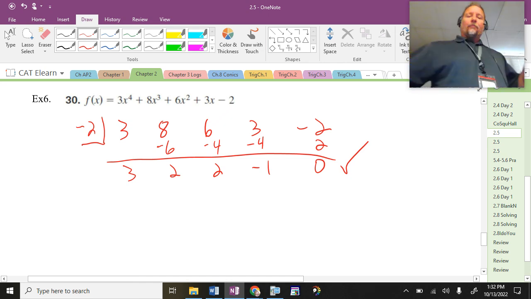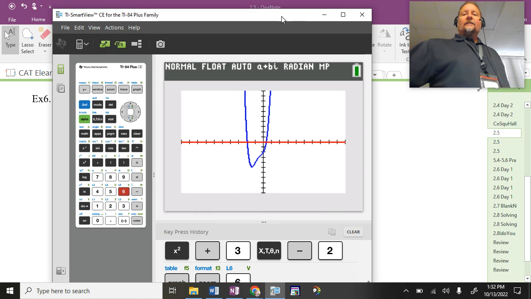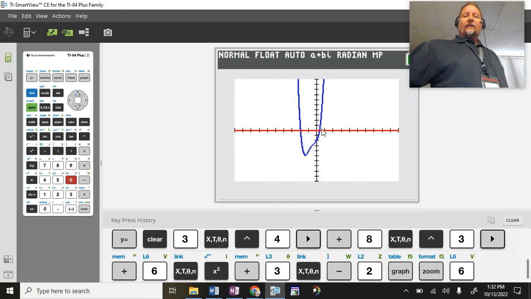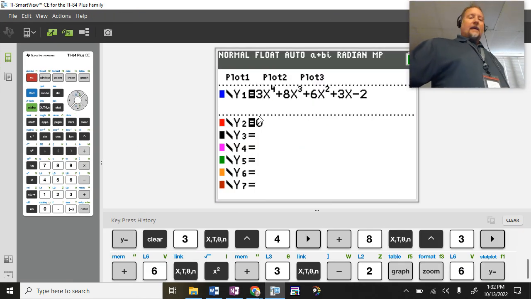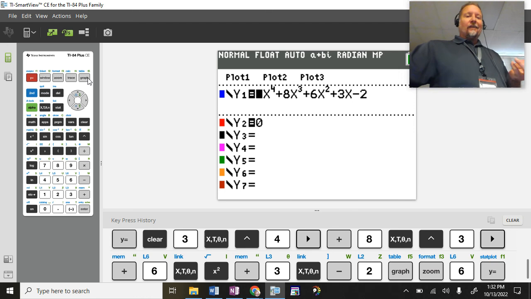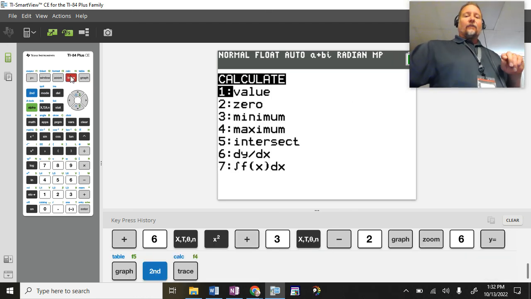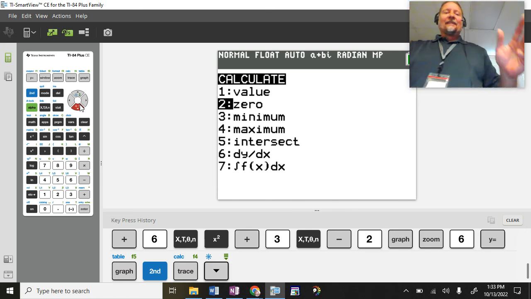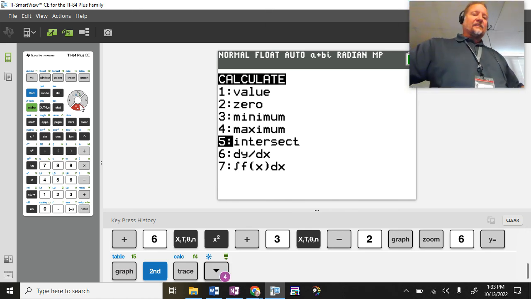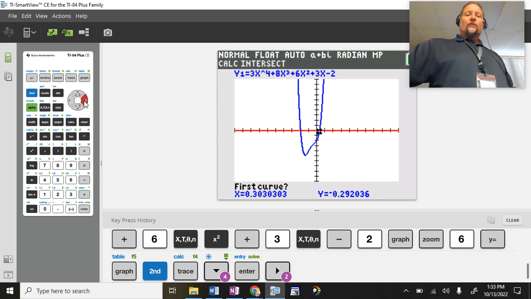So I know, and then I'll prove this is 1/3. Sorry, I said I was going to do this, and then I didn't. I did something different. I don't think I did this yesterday. I added a y equals 0, because that creates a horizontal line, and now I can go to my second calculate, and instead of doing zero, which uses a left bound, right bound, I can do an intersection now because I have two graphs. And then I could go closer to where the 0 is.